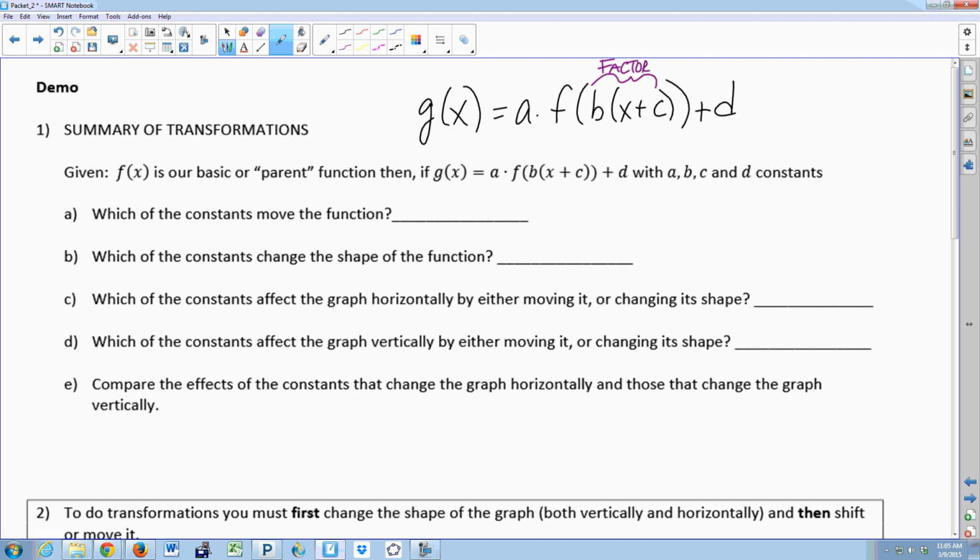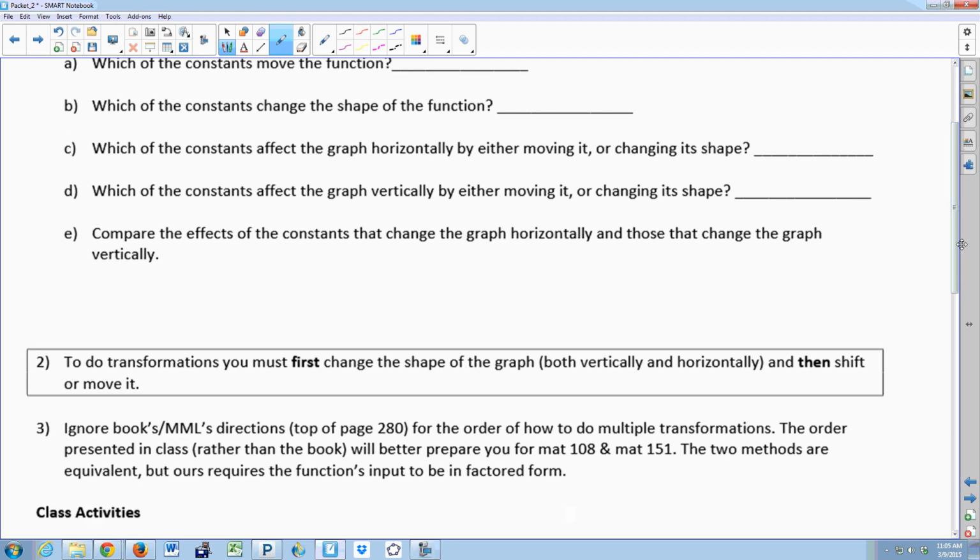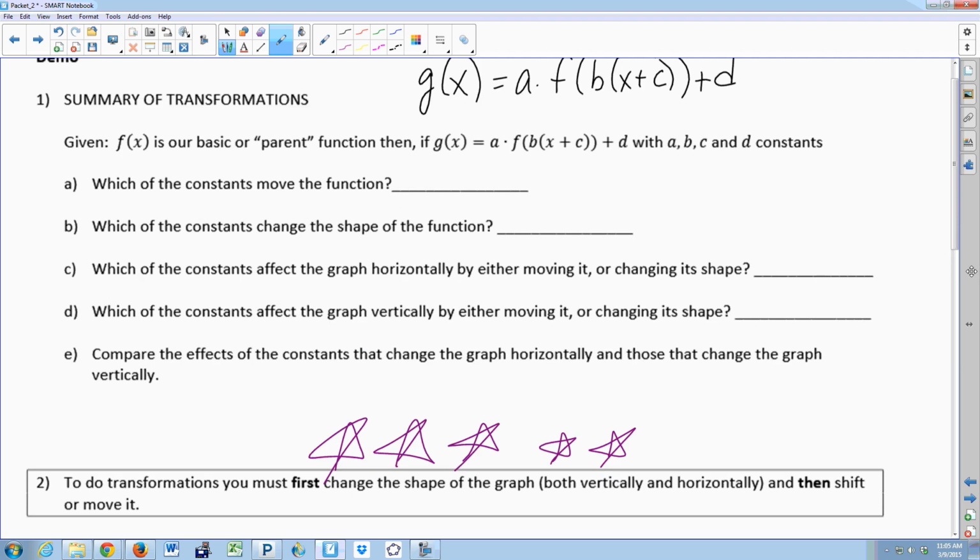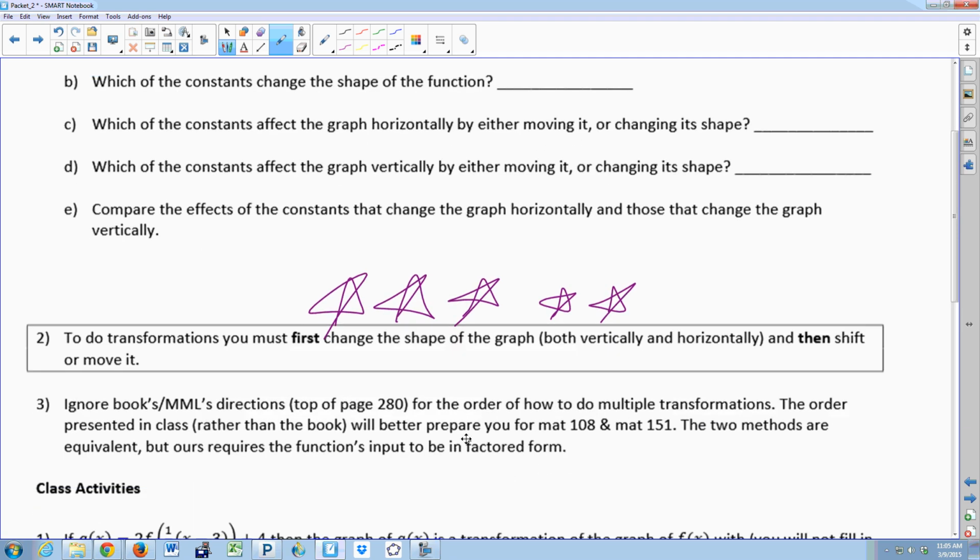And whenever your input is in factored form like this, you'll always do your shape changes first. That's what's in this big box here. You'll always do your shape changes first, both your vertical shape changes and your horizontal. Then you just do your movement, right and left, up and down. All right? So that's the big difference.